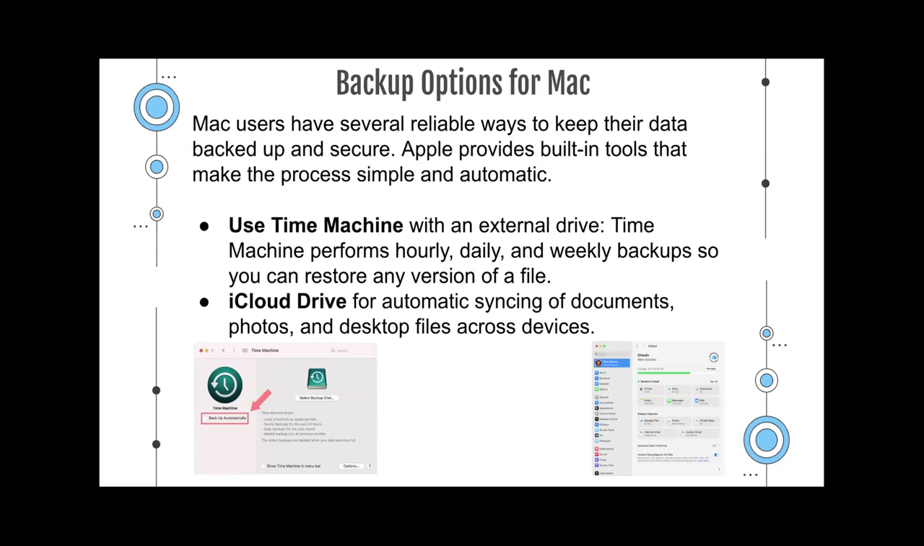So if I work on a file on Wednesday and it's Friday and I want to restore the version of the file I had on Wednesday, I'm able to go back and restore that version. Then there's iCloud Drive for automatic syncing of documents, photos, and desktop files across all devices. So let's say I make a document on my phone. That document, because of iCloud, I'm able to access it on this laptop. So that's how that kind of works.